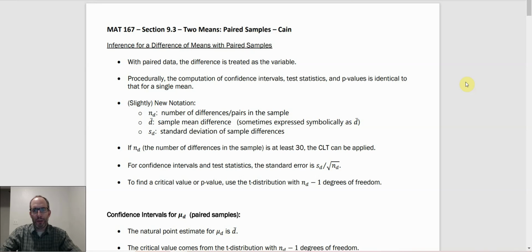Section 9.3 is about paired data, as opposed to when you have independent data like in Section 9.2. Actually, I would argue Section 9.2 is harder than Section 9.3, because 9.3 looks very similar to stuff we've already done. When you have paired data, basically you treat the difference like it's the variable. That's more like having one sample than two samples.